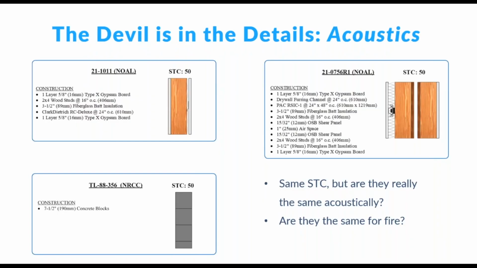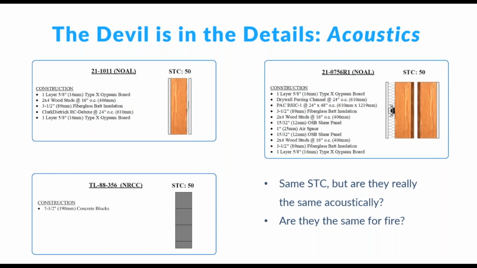So for walls, the first thing I want to get at in these details is STC ratings and IIC ratings. We tend to talk about acoustical performance in terms of single number ratings like an STC or an IIC. And that's what the code and a lot of the other guideline documents like the FGI or GSA requirements tend to talk in terms of, single number ratings. But they're not all created equal.